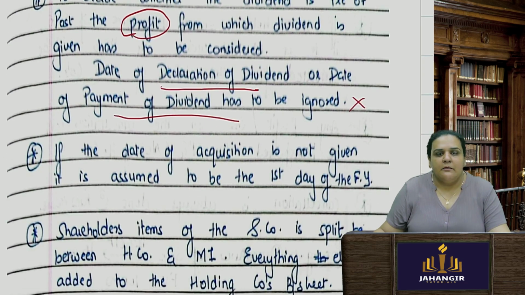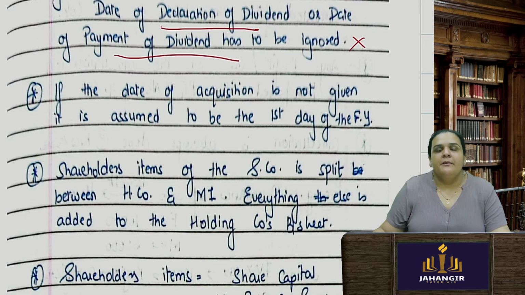You do not take into consideration payment date and declaration date. You will take the date from which profit is being used. Okay, if the date of acquisition they are not giving you, only in the sum, you will assume the first day of the financial year, 1st April.